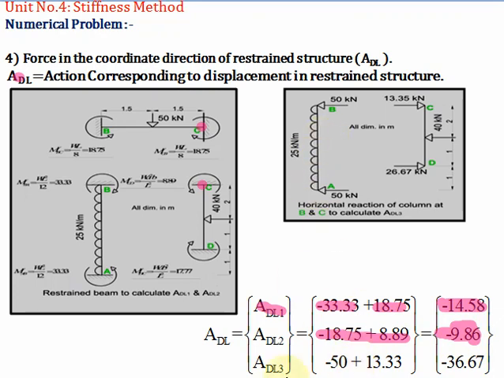And the third one is for the sway. For that you have to find the reactions at B and C and take the summation of these two. The reaction at B is acting towards the left, so minus, and the reaction at C is acting towards the right, so plus. So minus 50 plus 13.33, we get minus 36.67. These are the values of ADL1, ADL2 and ADL3.